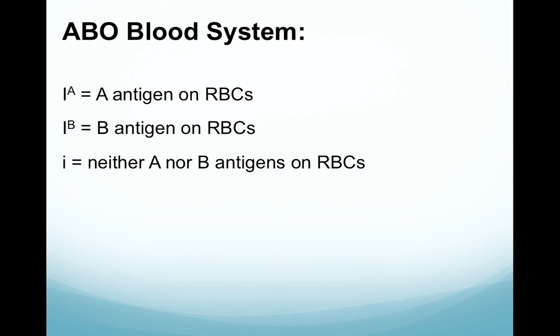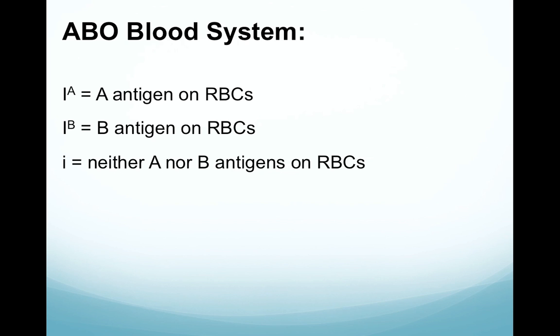In the human ABO blood system, there are three possible alleles that can determine your blood type. Human red blood cells can produce certain sugars on their surface. These sugars act as an antigen. An antigen is a type of molecule that stimulates the immune system to create antibodies.